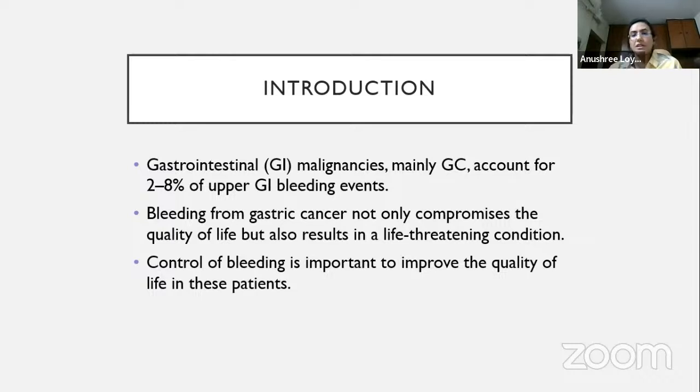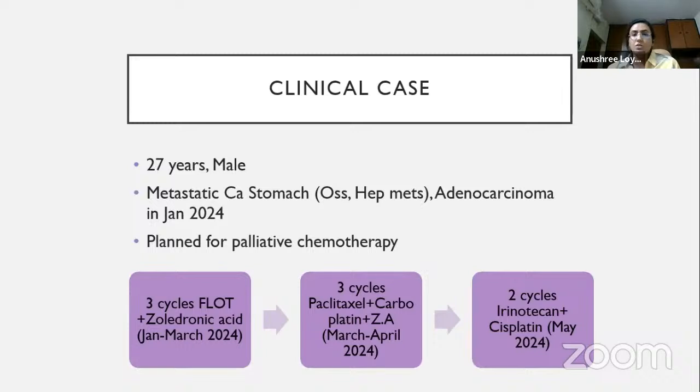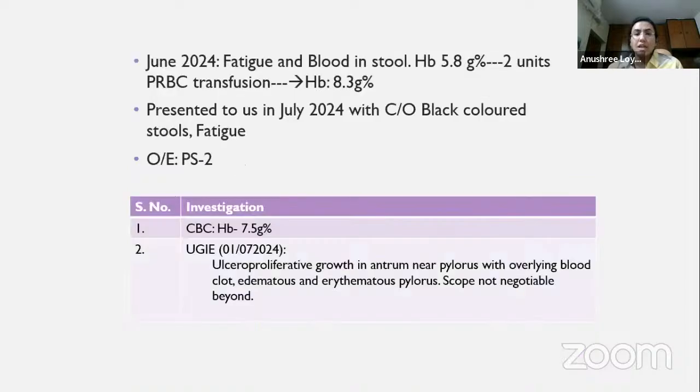So control of bleeding is very important. So let us start with a case. A 27-year-old male diagnosed as metastatic CA stomach in January 2024 with bone and liver mets. He was planned for palliative chemotherapy, and after multiple lines of chemotherapy, which he received till May 2024, in June, he presented to us with fatigue and blood in stool.